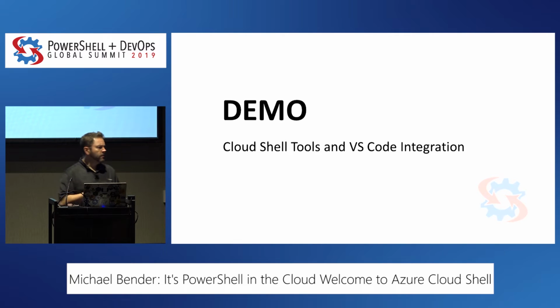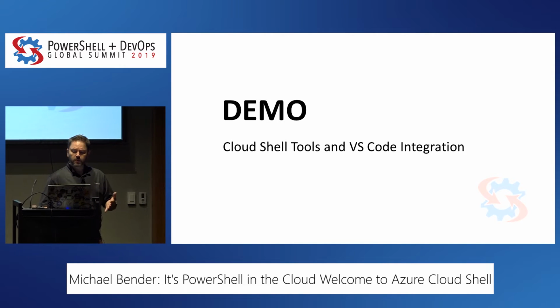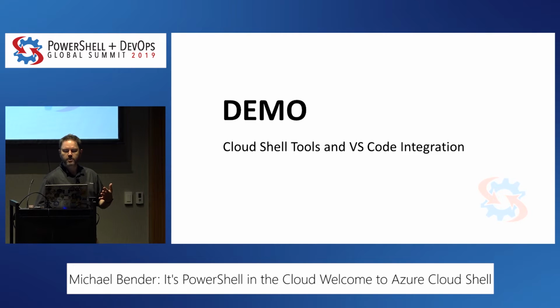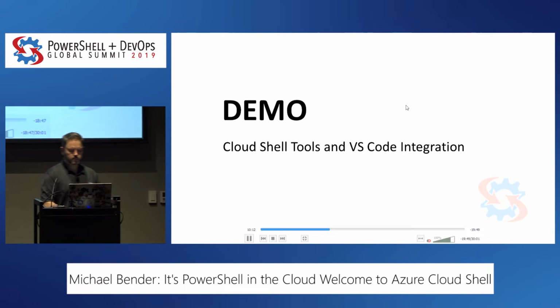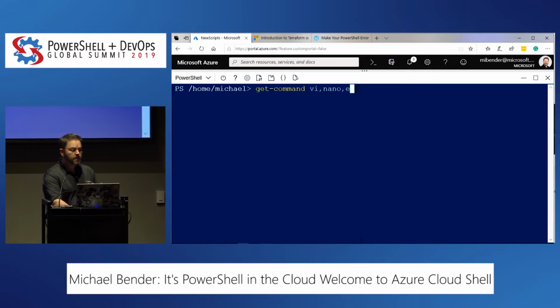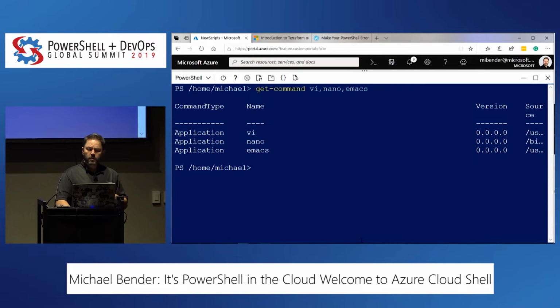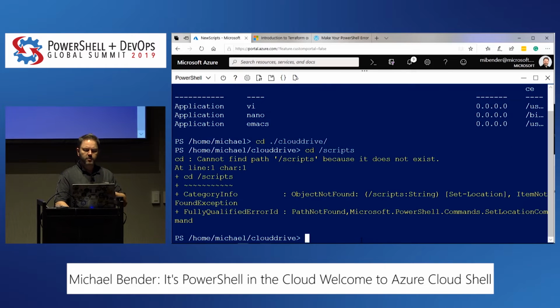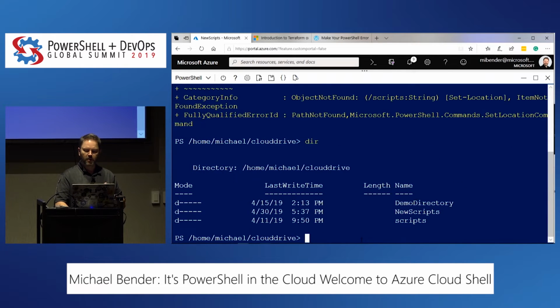So the next thing we're going to do is we're going to talk about the different Cloud Shell tools and the VS Code integration. Outside of just code, we can use vi, nano or Emacs inside of here. So if you prefer to use one of those other editors, you can. But we're going to take a look at code. So I'm going to go into my cloud drive, and then I'm going to go into my scripts directory, after I spell it correctly.